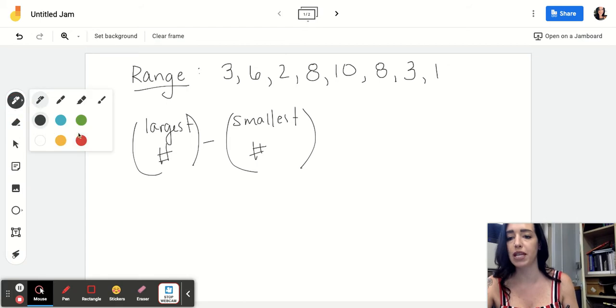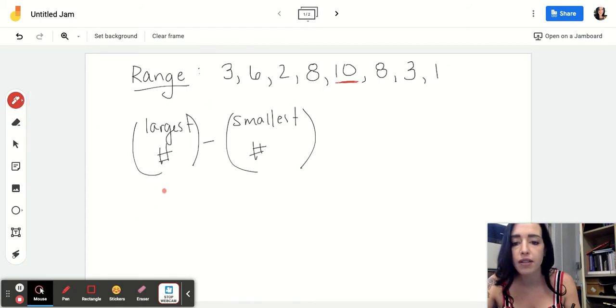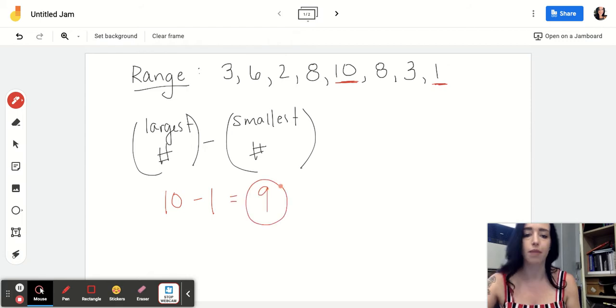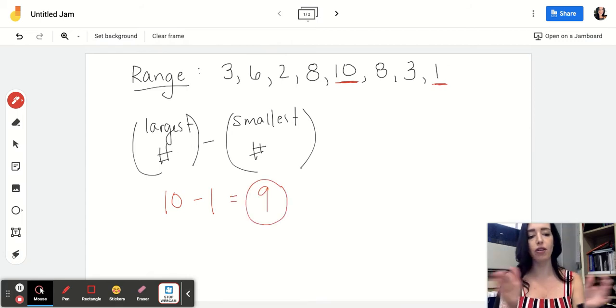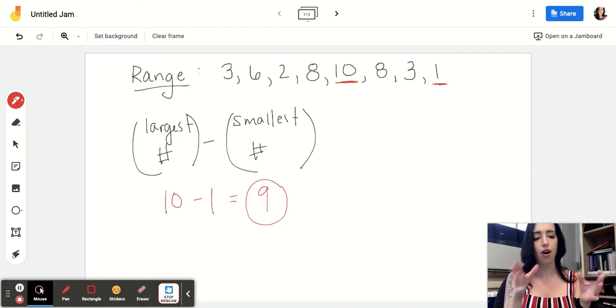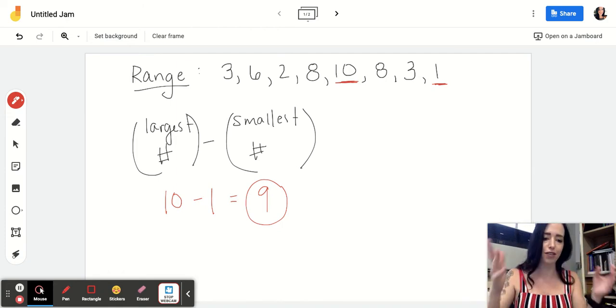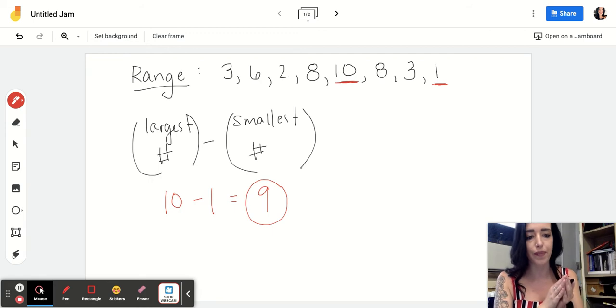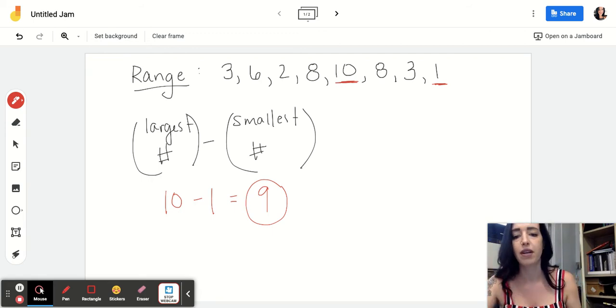So I'm going to go to my data set. The largest number I have here is 10. And the smallest number in my data set is 1. So 10 minus 1 equals 9. My range is 9, which means that all of the data set points are within 9 slots of each other, or 9 numbers of each other. Okay, so that tells us the spread. So again, range is just the largest number minus the smallest number.